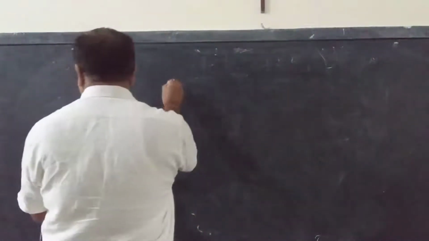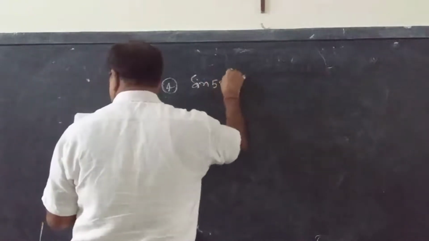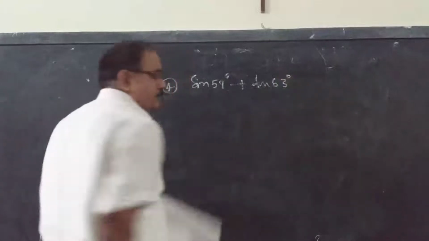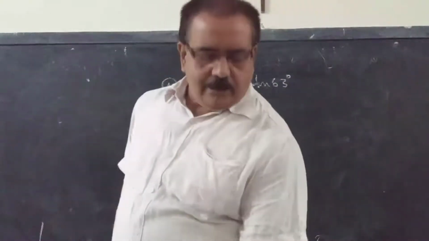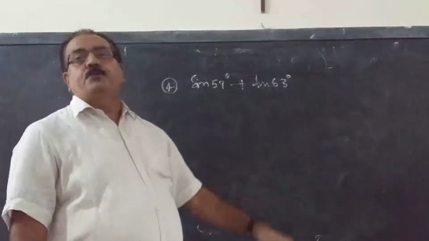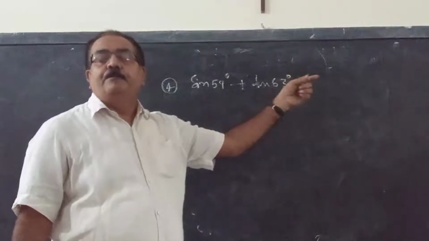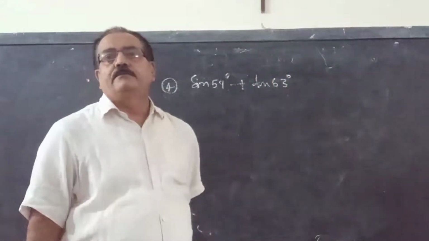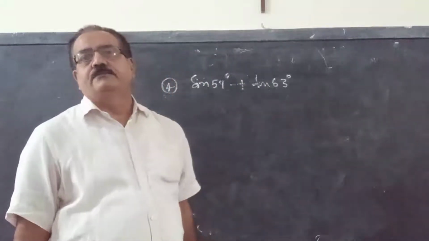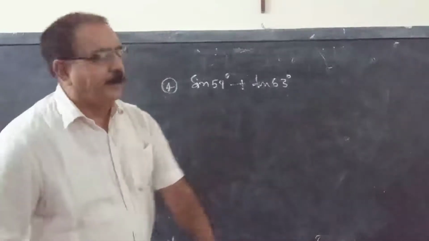See this question number 4. Sin 59 degree plus tan 63 degree. These angles are more than 45. But you have to write these angles, 59 and 63, between 0 and 45. For this, what you have to do? Convert them to the complementary angle. The angle will come between 0 and 45 degree.